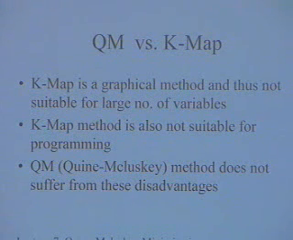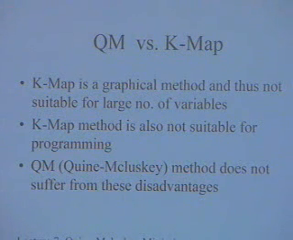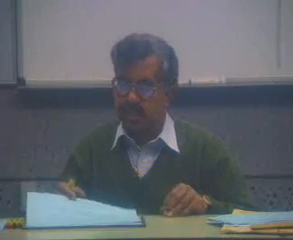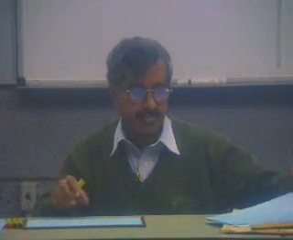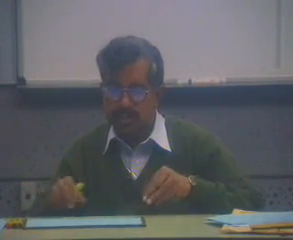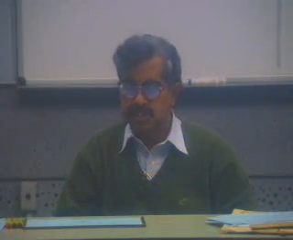Quine-McCluskey, on the other hand, is a method which doesn't suffer from these disadvantages, though functionally what's going on is the same thing. You are trying to eliminate variables by looking at terms which can combine, but the way that it is done is different. So let's look at an example, and I will illustrate the Quine-McCluskey method using an example.